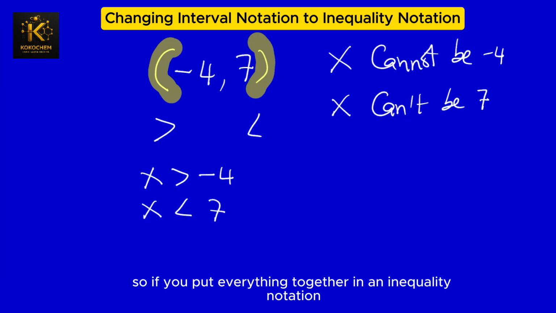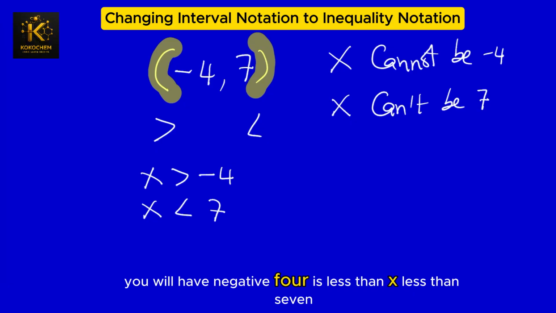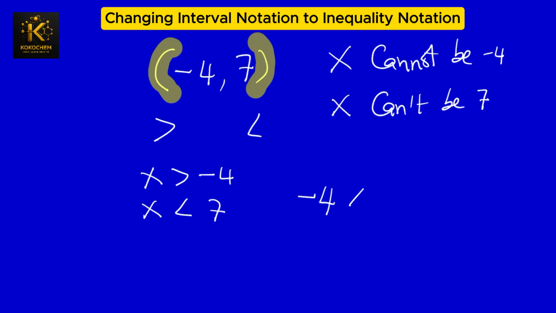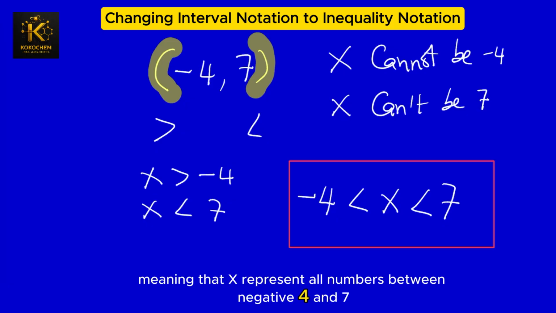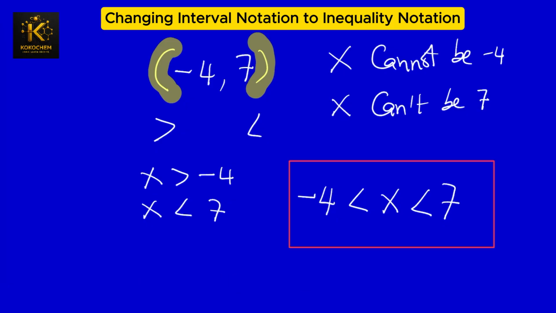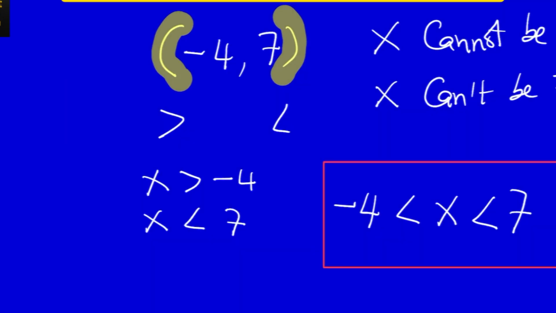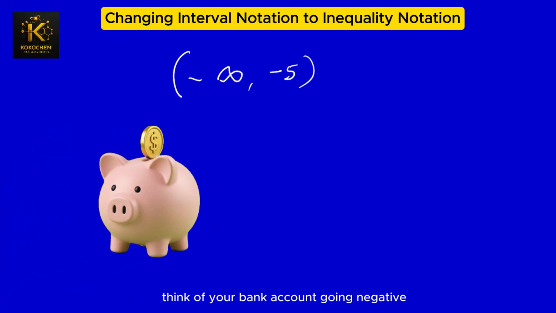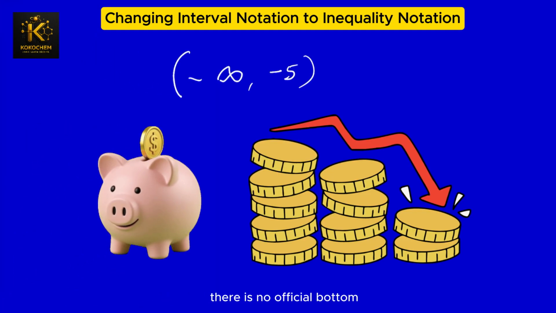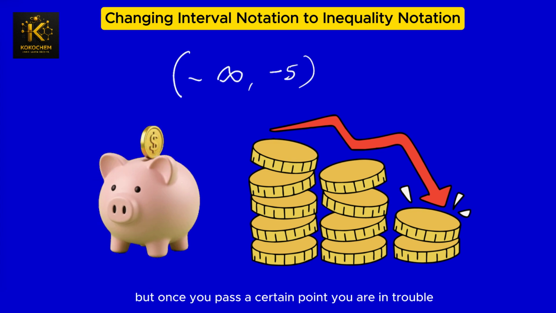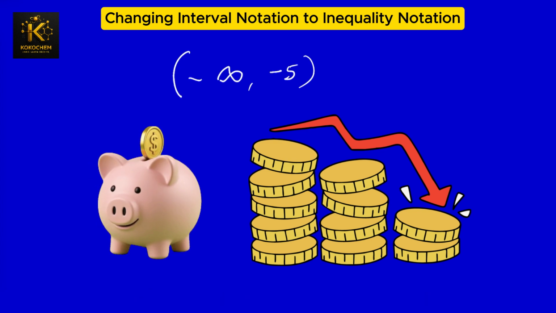So if you put everything together in an inequality notation, you will have -4 is less than x less than 7. Meaning that x represents all numbers between -4 and 7. Think of your bank account going negative. There is no official bottom, but once you pass a certain point, you are in trouble, right?